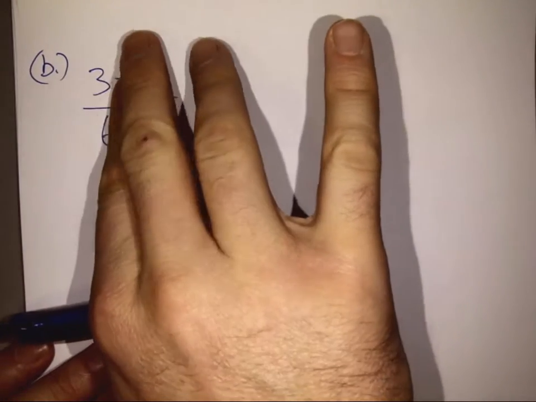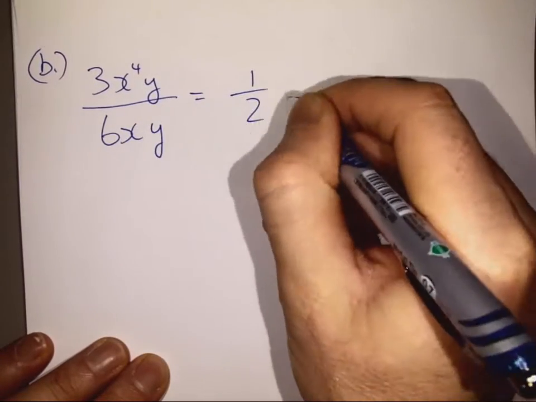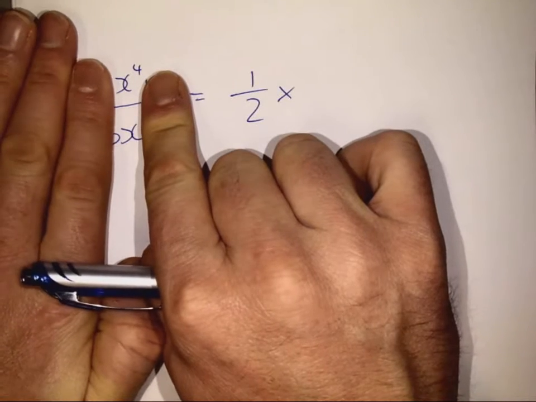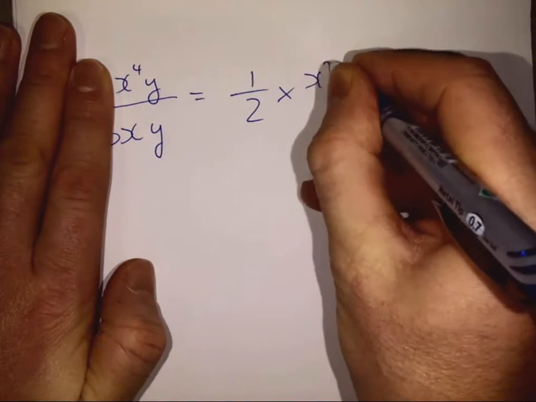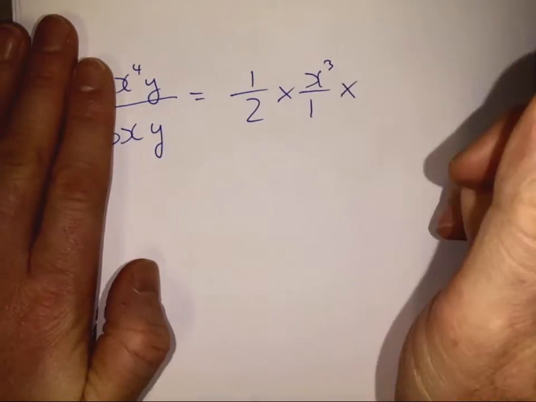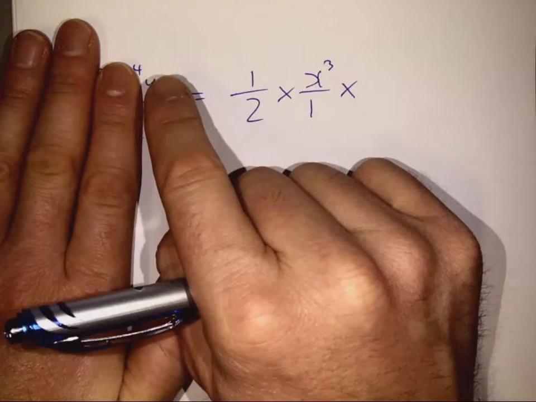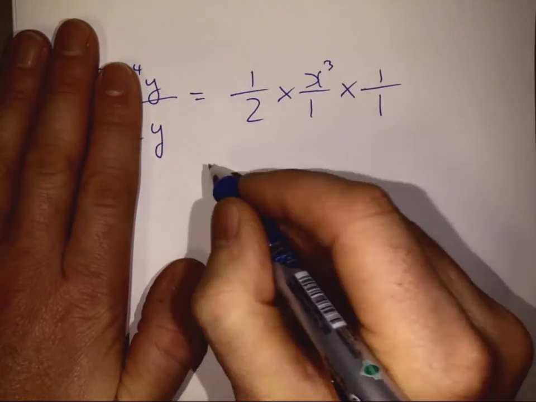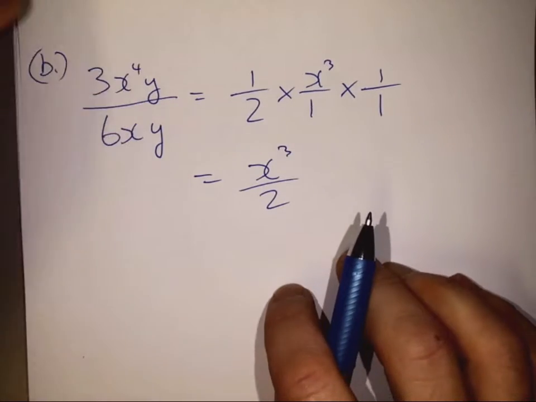Looking at the numbers, 3 over 6 simplifies to 1 over 2. Multiplied by our x component, and we subtract the powers because we're dividing, so we'll have x to the power of 3 over 1, multiplied by y to the power of 1 minus 1, which is 0, and anything to the power of 0 becomes 1, so that just becomes 1 over 1. So finally we have x cubed over 2.